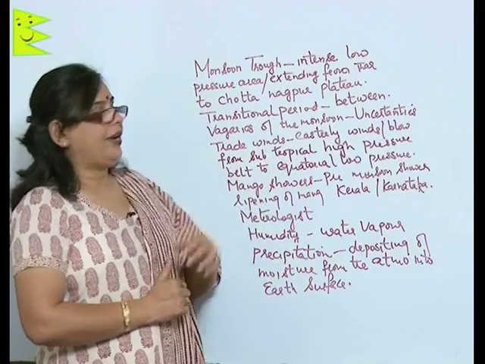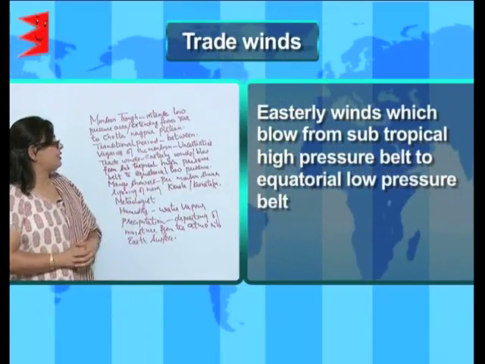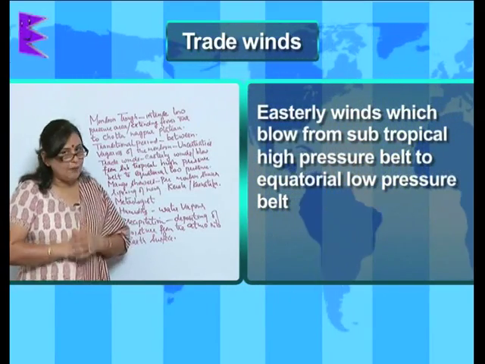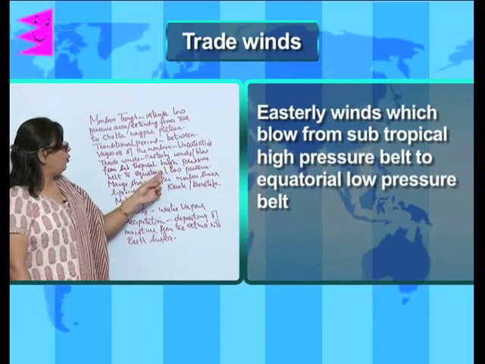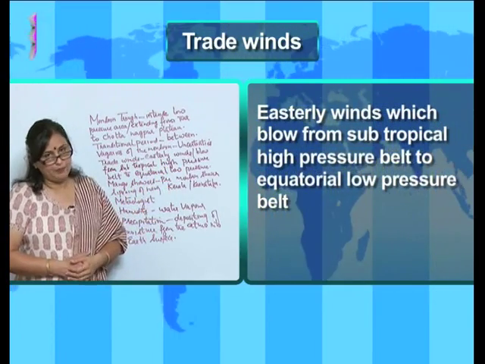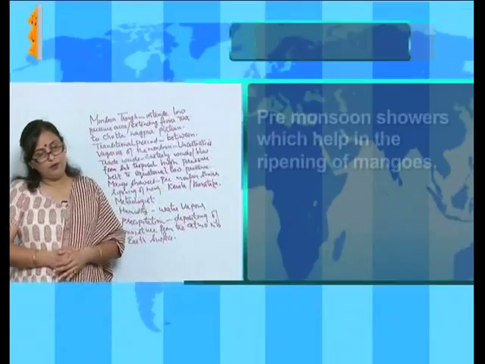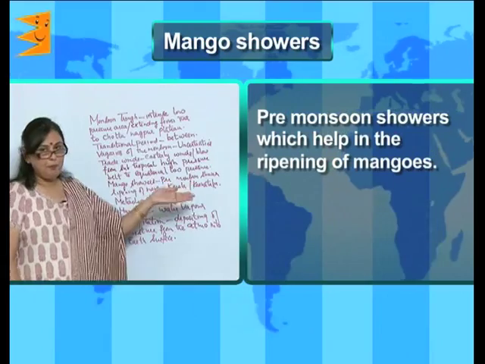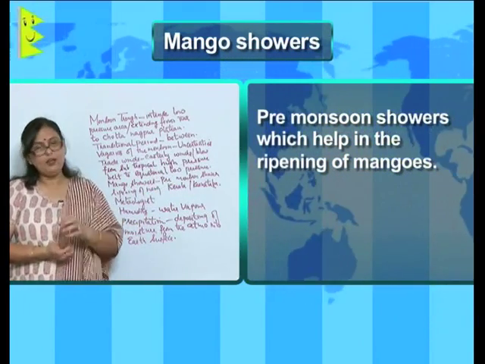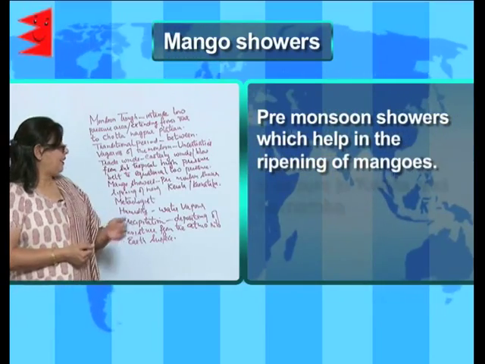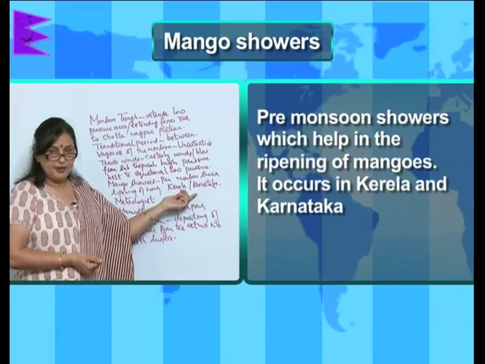Next, trade winds. Trade winds are in fact the easterly winds which blow from the subtropical high pressure belt to the equatorial low pressure belt. Next, the mango showers. Mango showers are in fact the pre-monsoon showers which help in the ripening of the mangoes, and they actually occur in the states of Kerala and Karnataka.